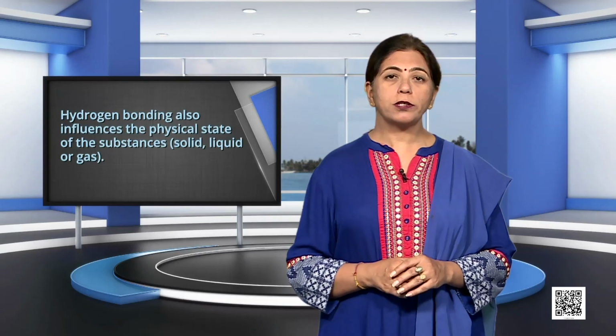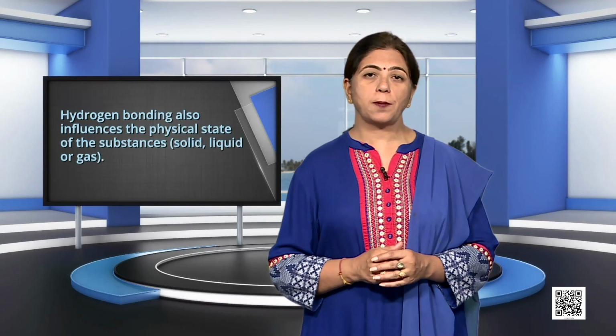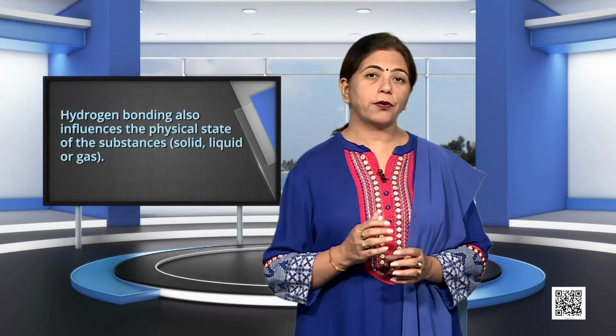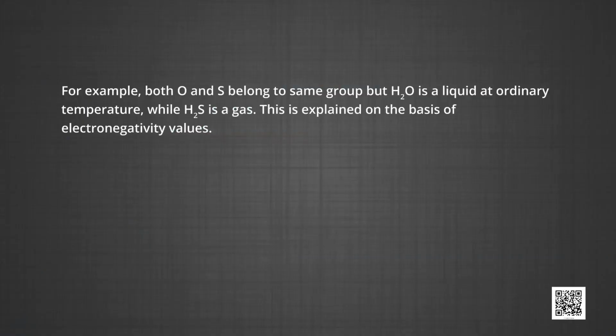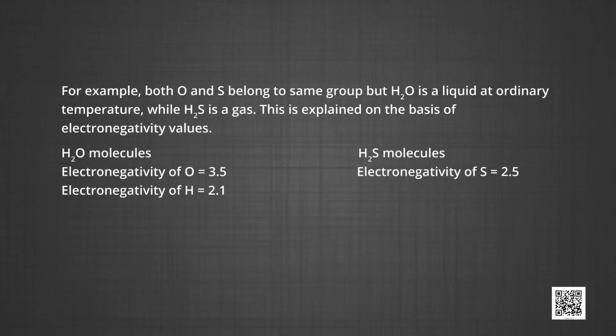Now, the influence on the physical state. Hydrogen bonding also influences the physical state of the substance, solid, liquid or gas. For example, oxygen and sulfur are from the same group, but water is a liquid at ordinary temperature while H2S is a gas. This is explained on the basis of electronegativity values. In water molecules and H2S molecules, the electronegativity of oxygen is 3.5, whereas the electronegativity of sulfur is 2.5. The electronegativity of hydrogen is 2.1.